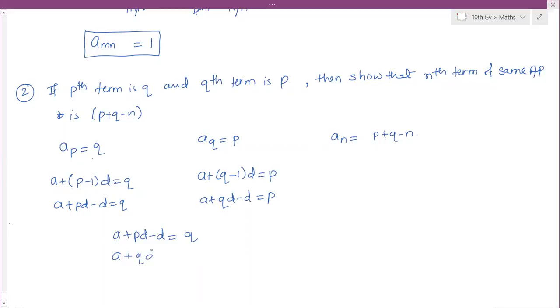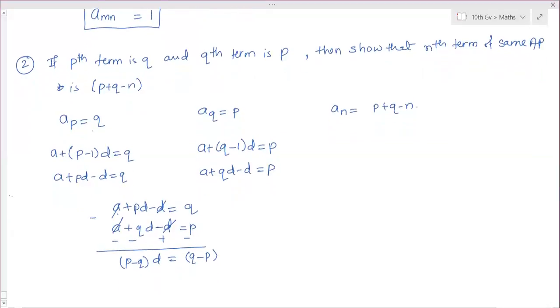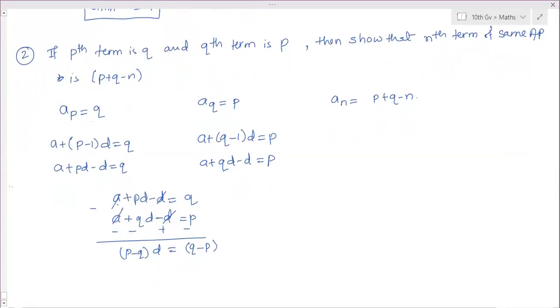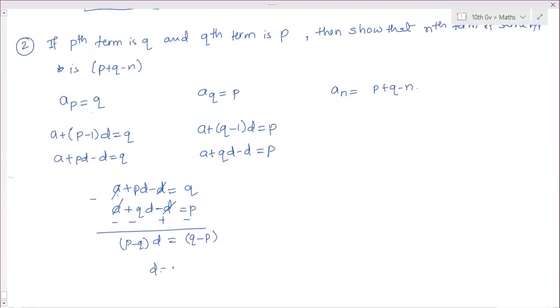We have to find the value of D. A minus A cancel, minus D plus D cancel. P minus Q into D is equal to Q minus P. How to find the value of D then? Ma'am, do we take minus out from Q minus P? Yeah. Minus sign. D is equal to minus 1. Yeah. So D is equal to minus 1.